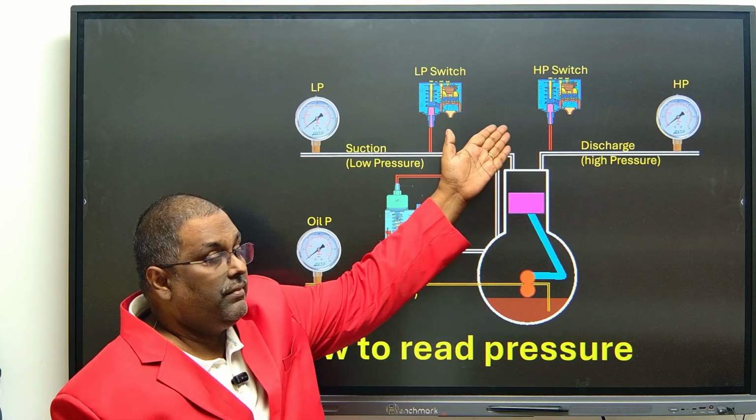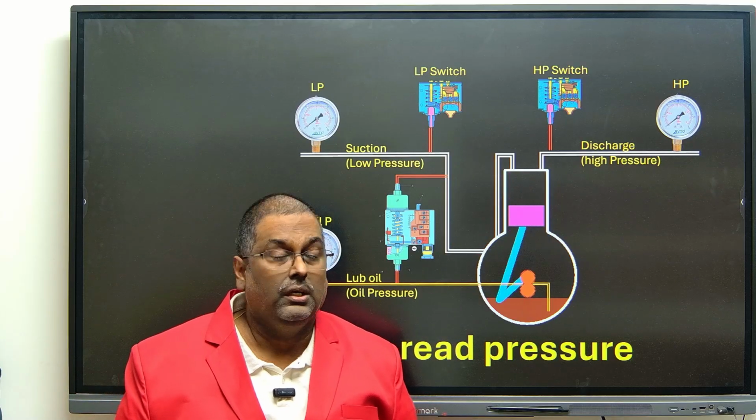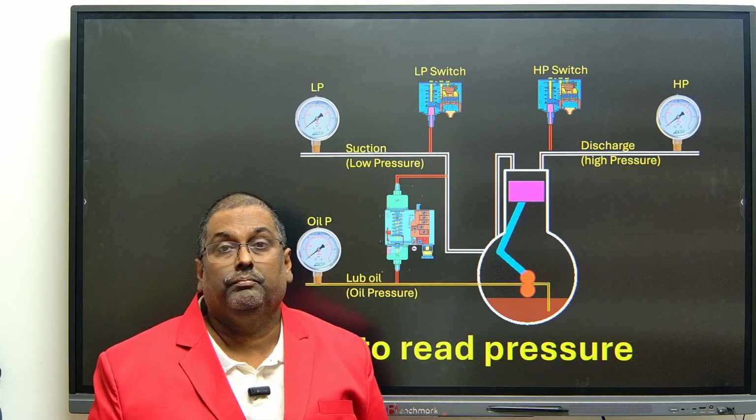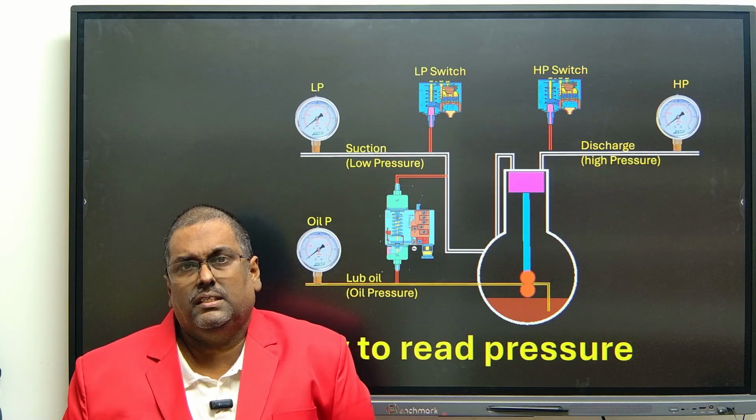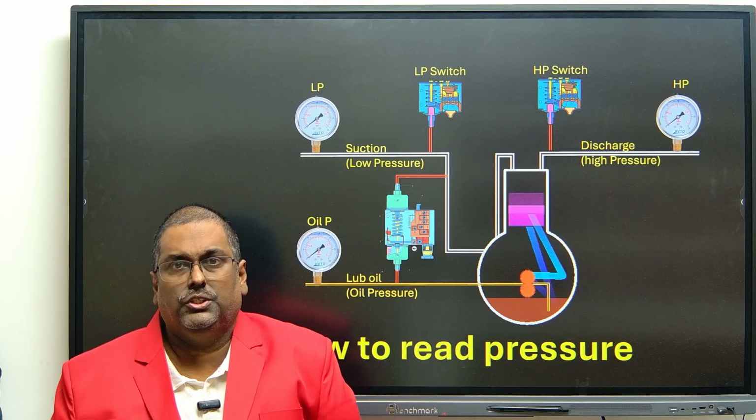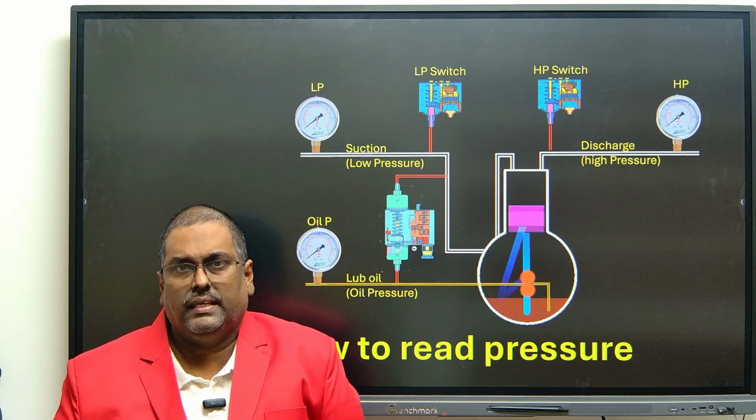Okay, discharge has the same system. We have a pressure switch and we have a pressure gauge also. The pressure gauge is for monitoring how much pressure there is. The pressure switch is only for the electrical system. It is a safeguard. Okay.